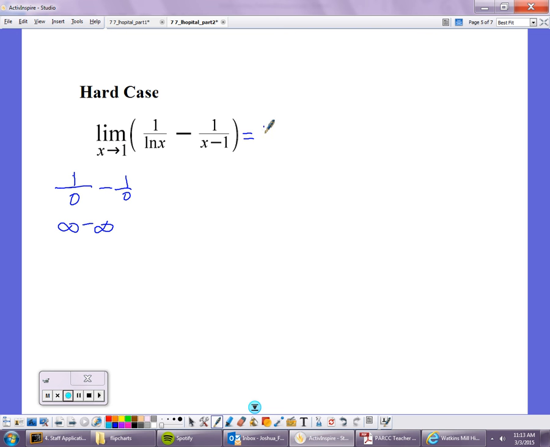So what I'm going to do is combine these two fractions. I'll do x minus 1 over x minus 1, and ln x over ln x, and I end up with x minus 1 minus ln x over ln x times x minus 1.